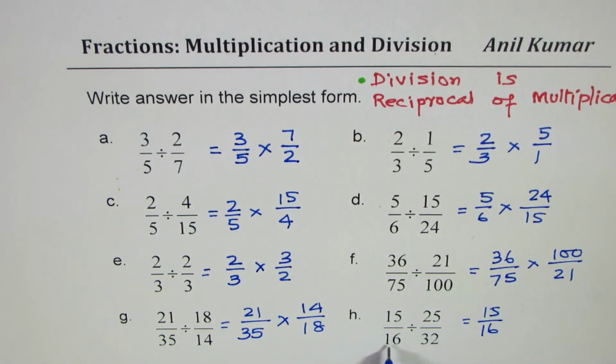So you have to write the first term as such. You have to flip the next one, which comes after division. Very important to understand, right? Not both of them, just the last one.